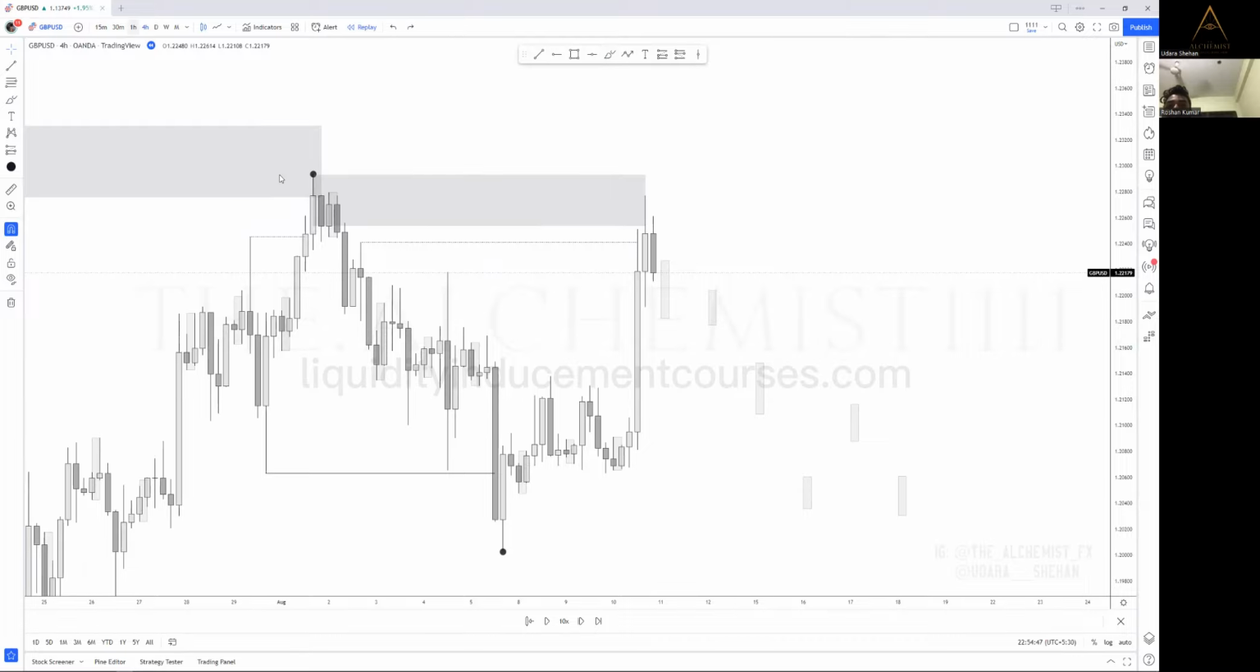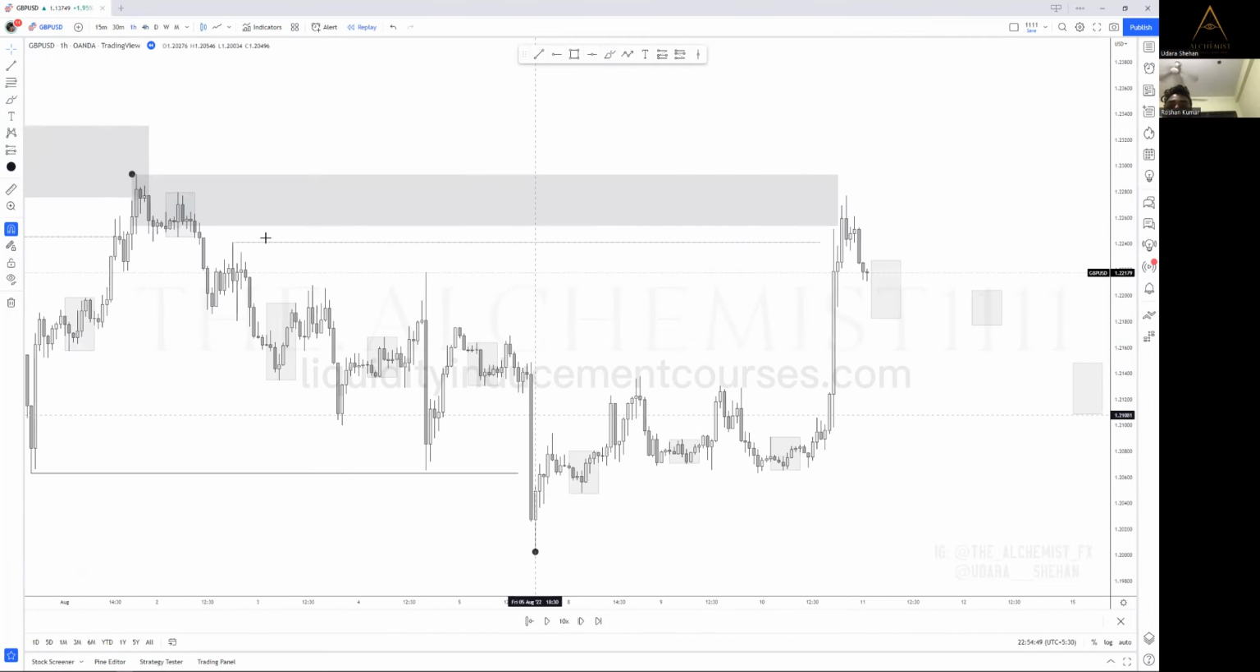So let's go to the 1 hour. On the 1 hour, of course, there are no swing points to be seen for us to get the confirmation entry. Can you see that? No swing points on the 1 hour time frame.